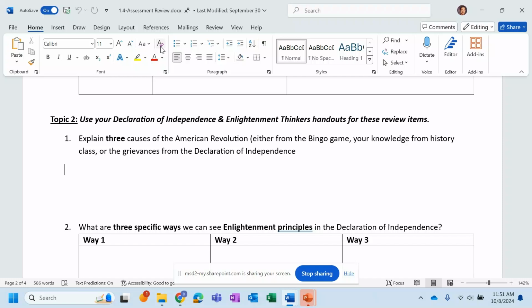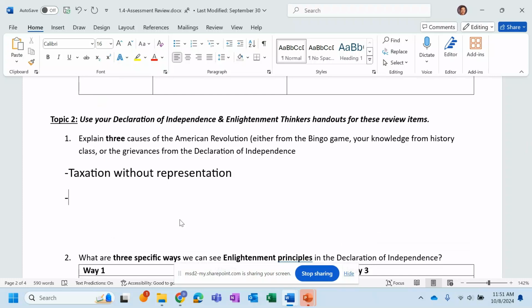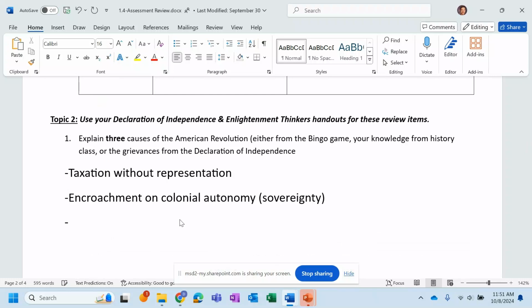So, three causes. Those could be anything related to, I don't know, you could talk about the common thing, taxation without representation. You could talk about encroachment on colonial autonomy or sovereignty. Talk about popular sovereignty, the right of the people to rule in the American government. That was a big thing for the colonists as well. You have issues of security and the military, so the British military encroaching on the rights. You could talk about property rights. That was a big issue with the colonists. So any of those would be good.